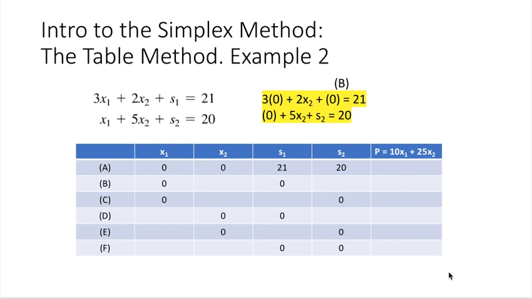In row B, it's starting to get a little bit more complicated. So we have a 0 for x1 and a 0 for s1, which gives us 2x2 is equal to 21. We have a 0 for x1, and that gives us 5x2 plus s2 is equal to 20. I did this on the next screen so that you can see where the values for x2 and s2 are coming from.